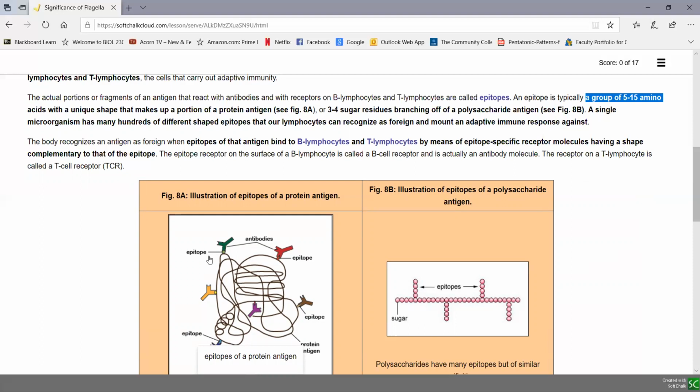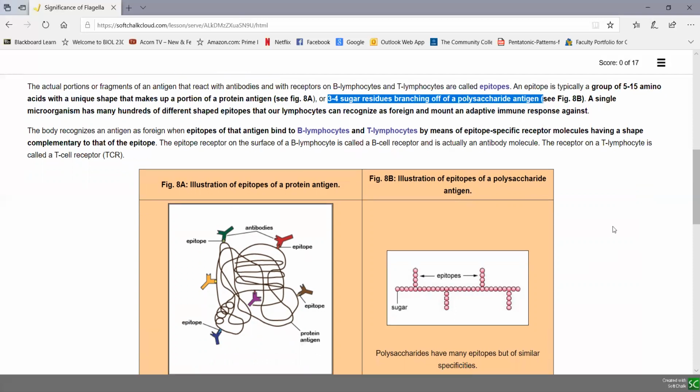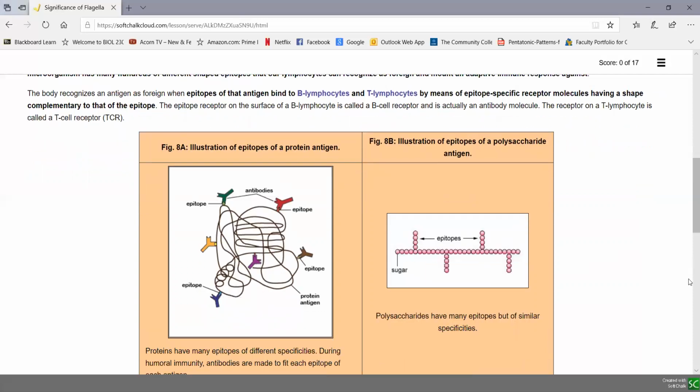Whereas if the antigen is a polysaccharide, then 3 or 4 sugars branching off the polysaccharide act as an epitope, as we see in figure 8b. But again, because there's only 1 or 2 sugars in a typical polysaccharide, although there's many epitopes along that polysaccharide, they're all basically the same epitope.